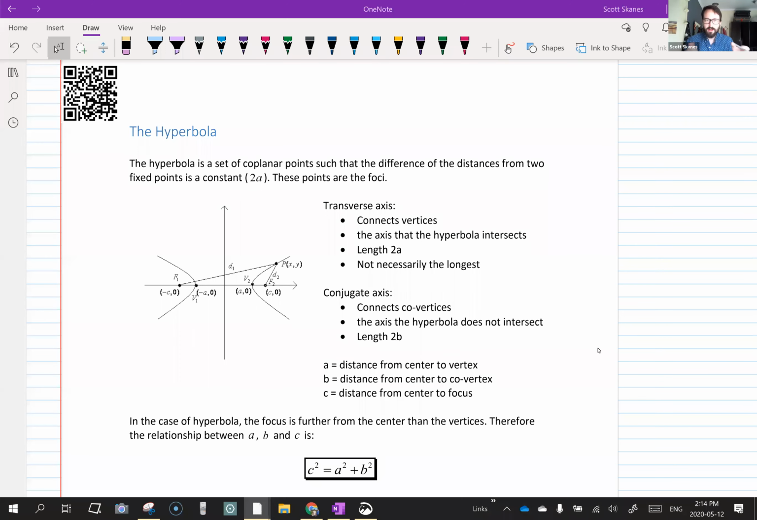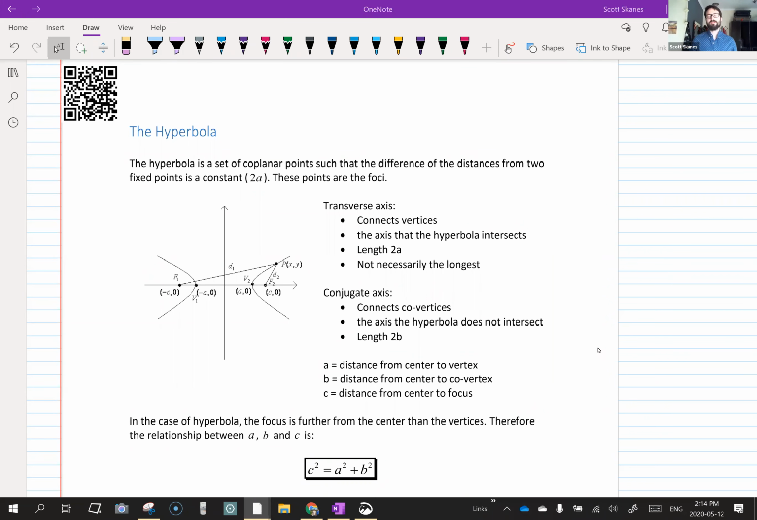So, as you all know, if you were here yesterday or watched the videos, the previous topic was ellipses, and we needed 5 things in order to describe the ellipse. We needed to know the center, the vertices, the co-vertices, the foci, and the eccentricity.